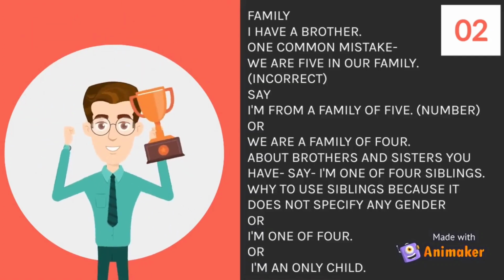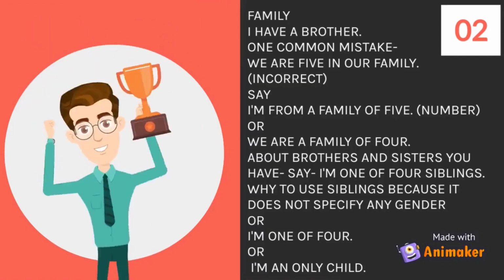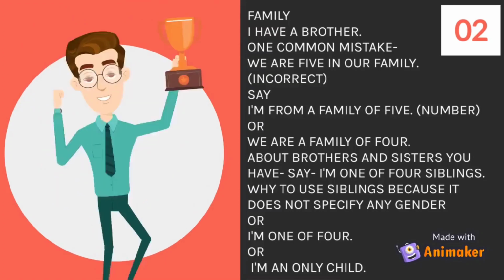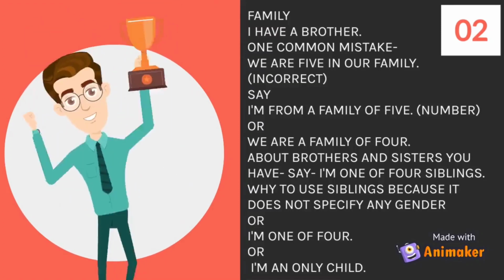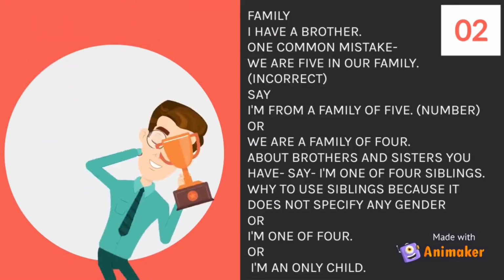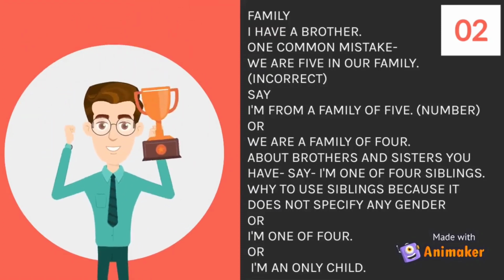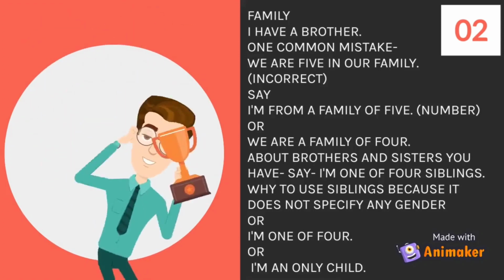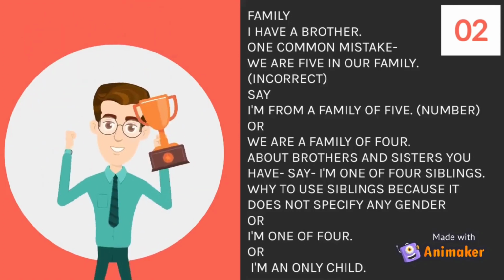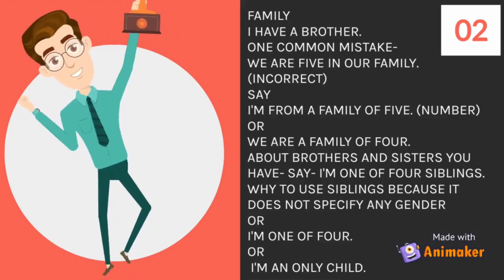If you want to talk about how many brothers or sisters you have, then you can say, I am one of 4 siblings. Now, why use siblings? Because it does not specify any gender. Or you can say, I'm one of 4, or I'm an only child.